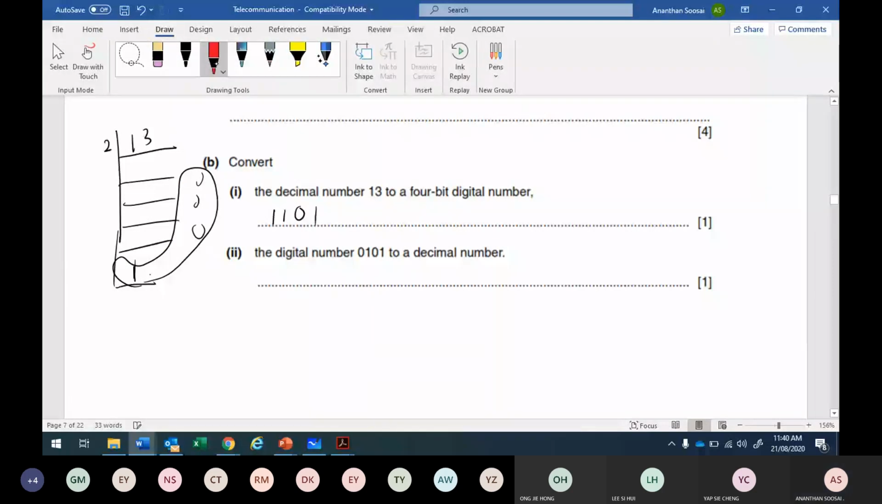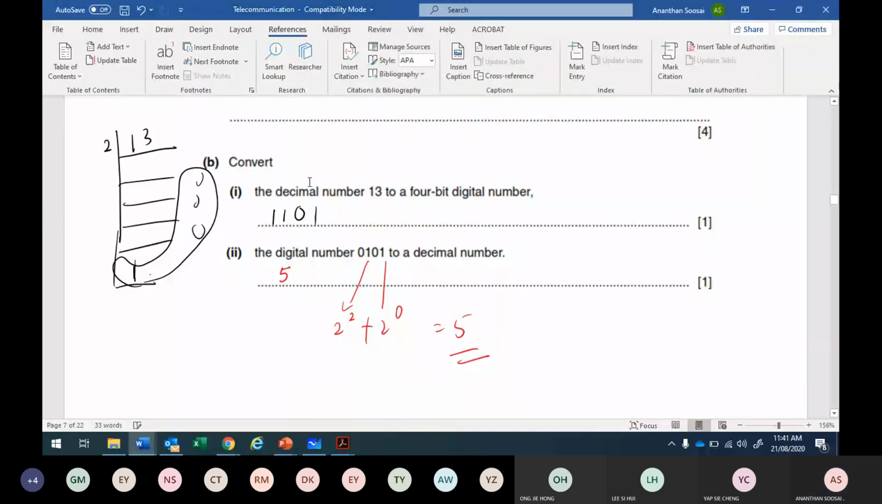Okay, next. 0101, what is the decimal number? 5, right? Hope you get 5. So this is 2 power of 2 and 2 power of 0 plus. So it's 5. 5, good.